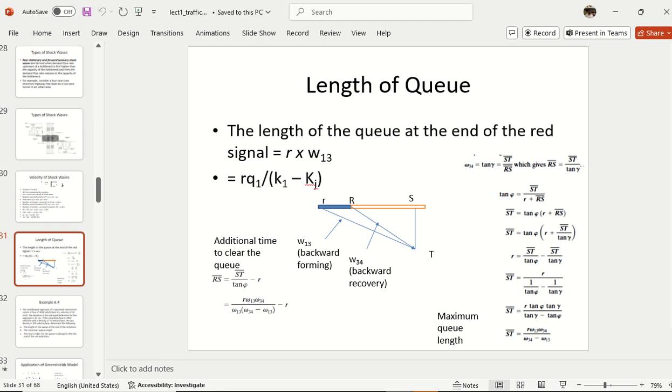This is the speed of the shock wave. So you see it was supposed to be q1 minus q2. Q2 becomes 0 because the signal is red, so you have q1. If it was q2 minus q1, this would be minus q1, right? Q2 was 0, so it would be minus q1. It's not minus, so that means the equation is correct.